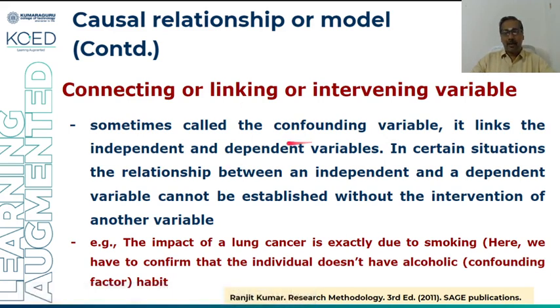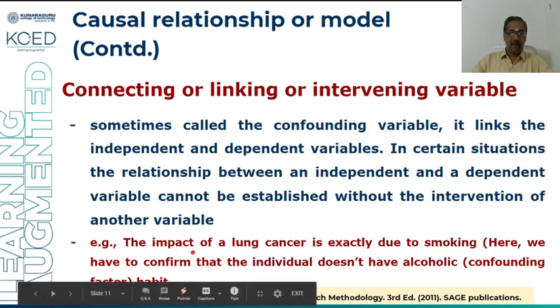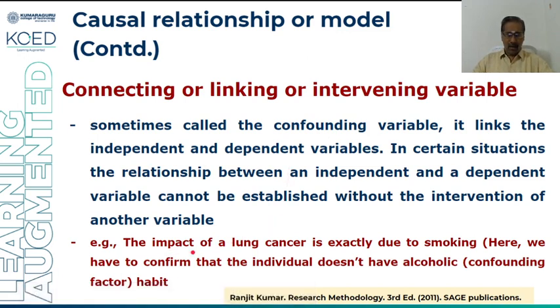Very classically, this could be termed as a confounding variable. Again, this is like a hidden variable which links the independent and dependent variable. A classical example you can see here: I want to study again the same example, the impact or significance of lung cancer. I thought that lung cancer is mainly because of smoking. I want to study the extent of smoking and lung cancer.